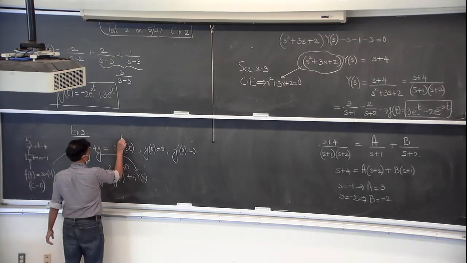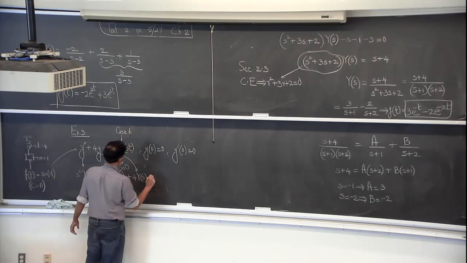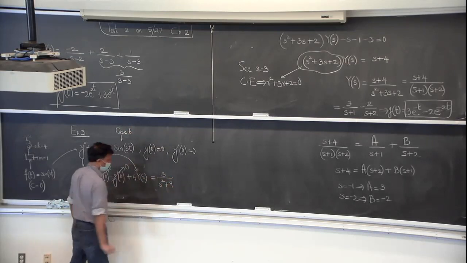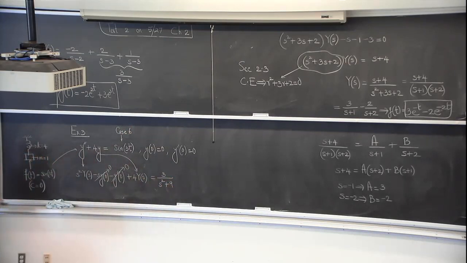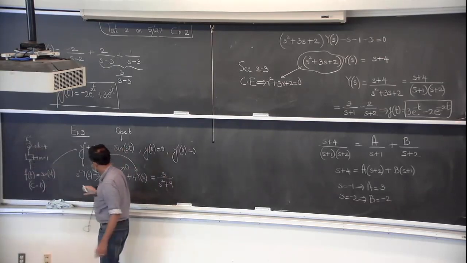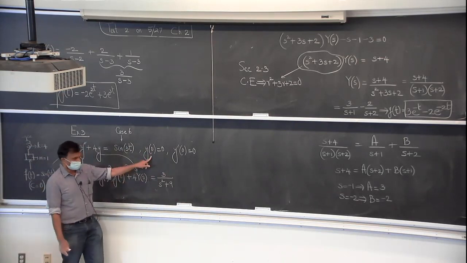And this is case number 6, 3 over s squared plus 9. Okay, so as I said, this represents a spring mass problem with no damping and external force starting from equilibrium.